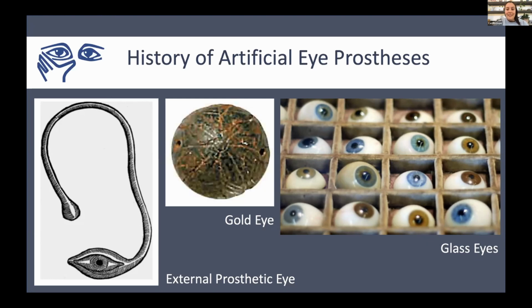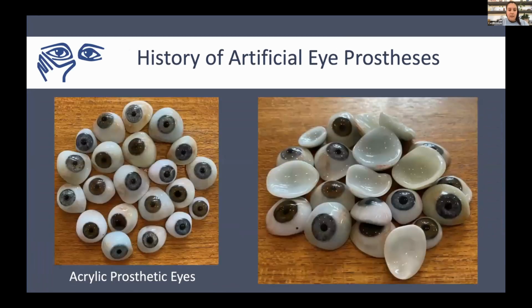I'm really in awe of the skill required to make a glass prosthesis. It's really a beautiful art to watch. Here are some photos to quickly show the progression of artificial eyes, the two on the left dating back many thousands of years. And then on the right, you can see some glass prostheses.